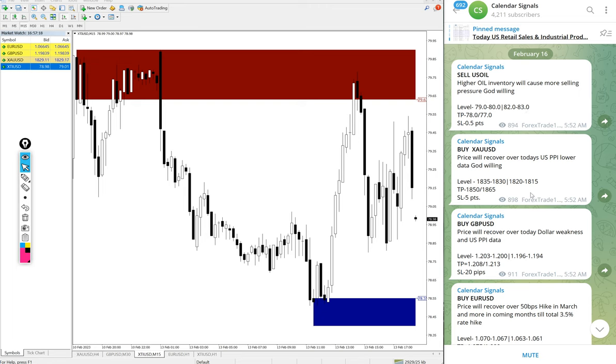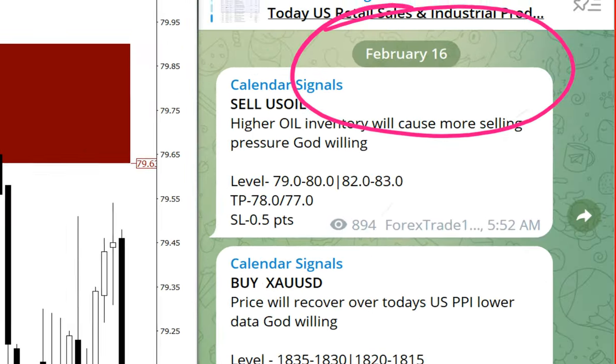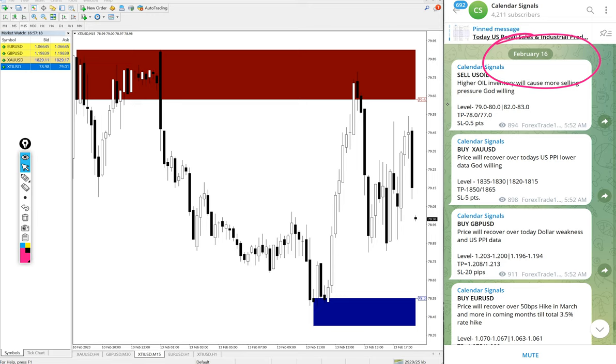Here today we are going to show you the performance of our today's calendar signal. Today's date is February 16. The date pops up on our Telegram channel, February 16. And today we posted sell US oil, buy gold, buy GBPUSD and buy EURUSD.